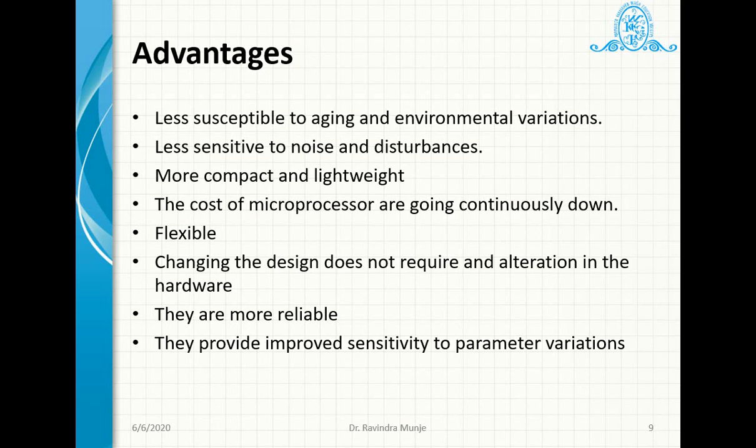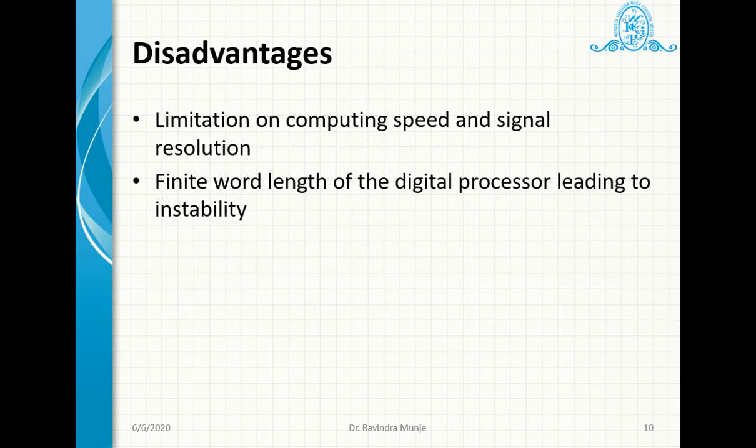The digital control system is more reliable. They provide improved sensitivity to parameter variations. So whenever there are parameter variations, they provide improved sensitivity to parameter variations. Right? After discussing all these advantages, we also need to discuss some of the disadvantages associated with the system, because here also we have some problems.